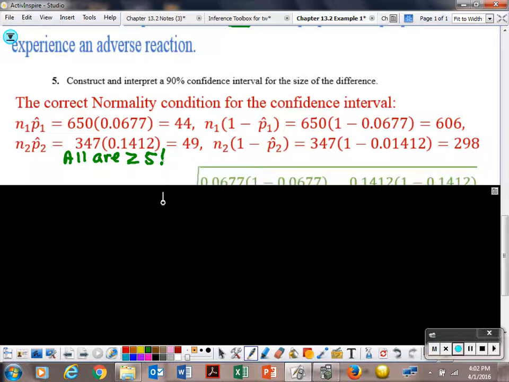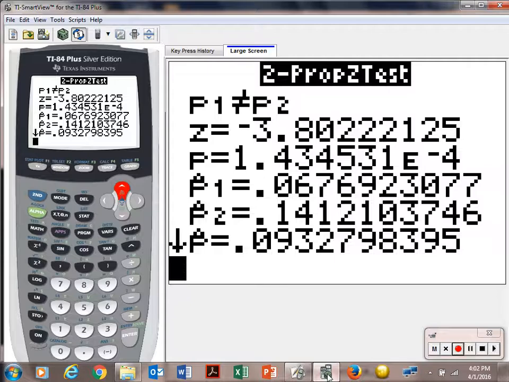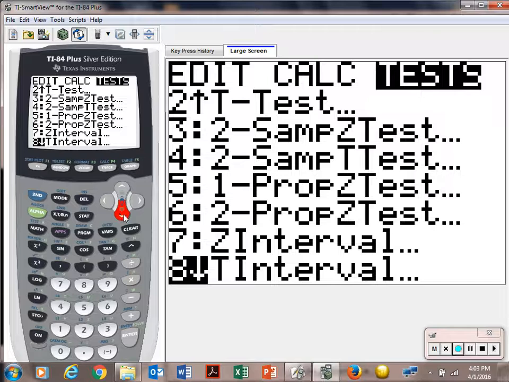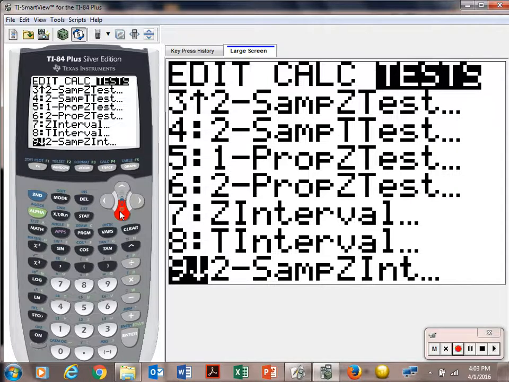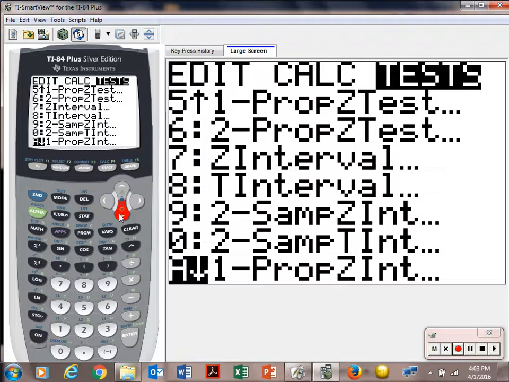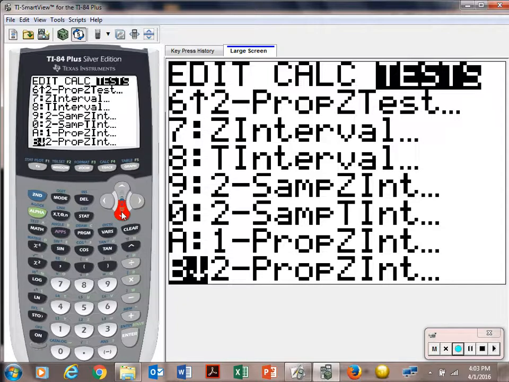Okay, now, again, we have this information on our calculator. So let's go to Stat, Test. Okay, let's make sure we pick the appropriate one now. We're doing an interval. Okay, so number 6 again is a 2 proportion z test. Number 7 is a z interval, but that's not the right one because we're dealing with a proportion. Number 8 is a t interval. No. Okay, number 9 is a 2 sample z interval. Okay, no. 0 is a 2 sample t interval. No. A is a 1 proportion z interval. No. B, at least on my calculator, is 2 proportion z interval. Yes. So we're going to use B for this one.